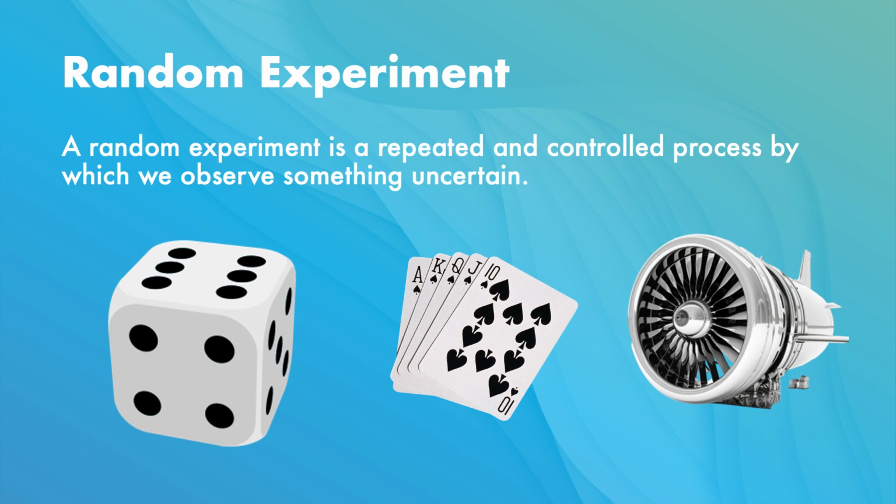Then we have the example of the card deck. So if you take a card from a card deck, you usually don't know what you're gonna get, unless the cards are flipped. But imagine that they're not. You don't know which card you will get. And the final example is the example of an aircraft engine, which is equipment that you are monitoring and that you don't know how long it will last. So it's also uncertain.